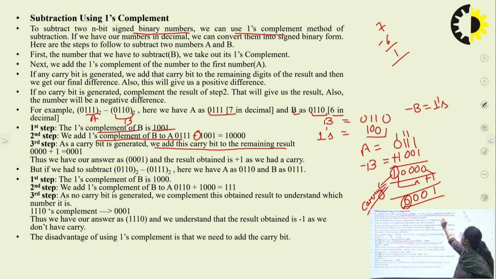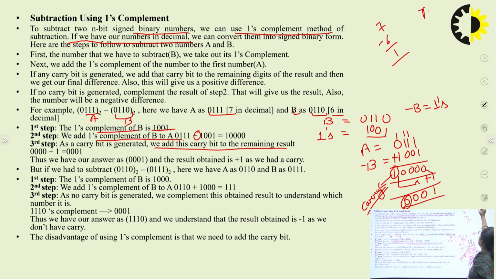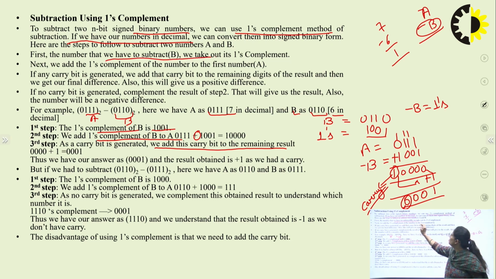So we can use the ones complement method of subtraction. If we have a number in decimal, then first the decimal number will be converted to binary, and if we want to perform A minus B, then the ones complement of B will be added to A. First, the number that we have to subtract, B, we take its ones complement. I already explained this part. Next, we add the ones complement of B to the first number A.